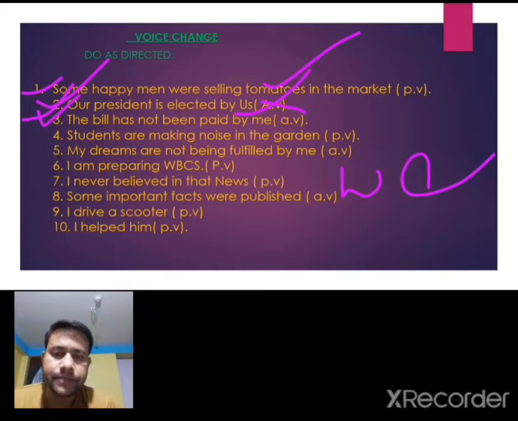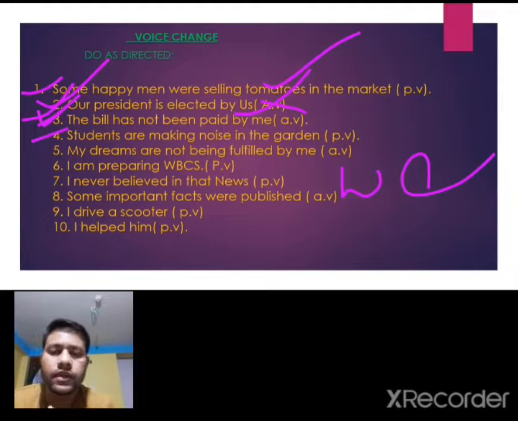In the next, you will see: the bill has not been paid by me. This is again in passive voice, so we have to make it active. So it will be: I have not paid the bill. Because it is already in the passive form, and as we know the structure, according to the structure we have to do it this way. The answer will be: I have not paid the bill.